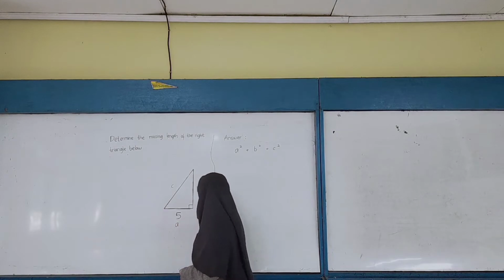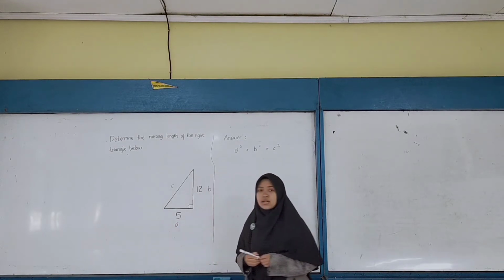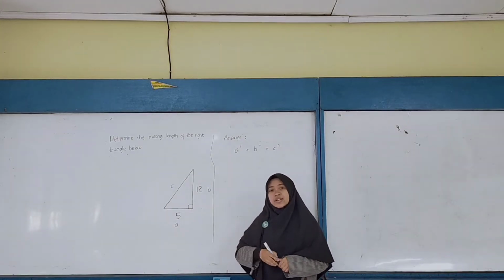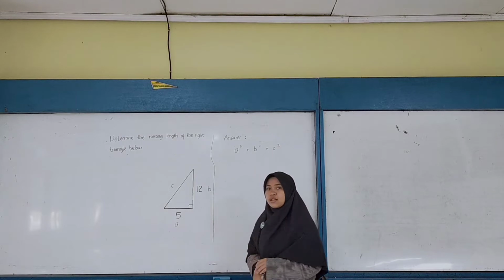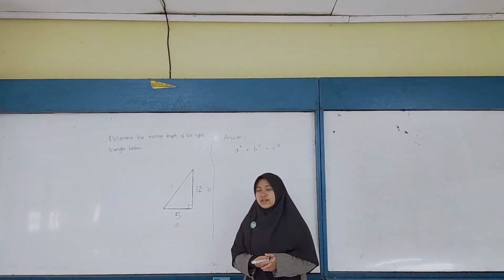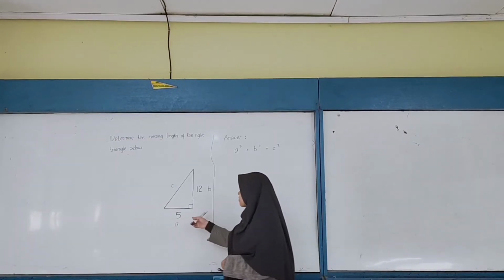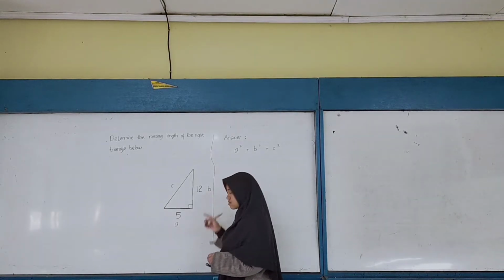A and B. In this case, we can call A 5 and B 12. Okay? Now we can go ahead and substitute 5 for A and 12 for B.